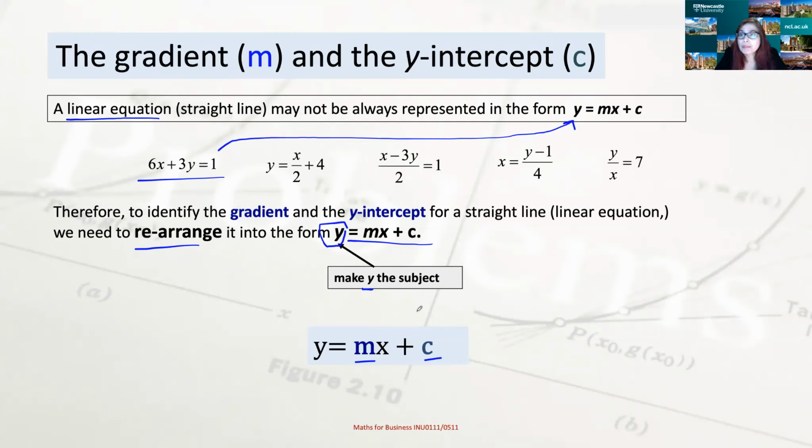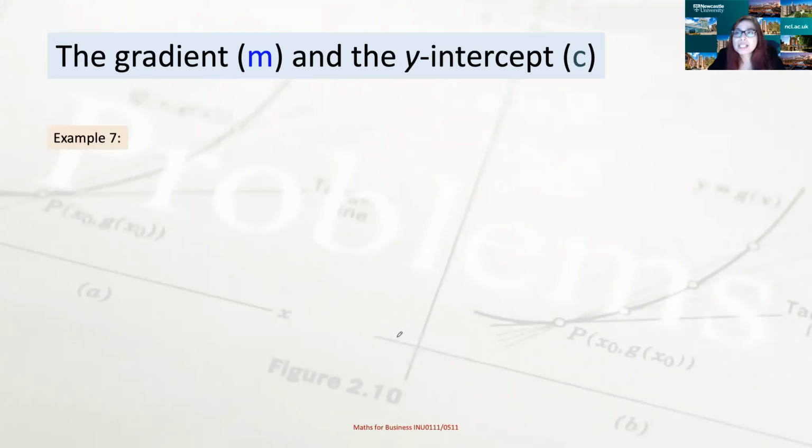You simply can compare and find the value of m and then c, the slope, the gradient, and the y-intercept, yeah? So I would advise you all to first rearrange this in the general form and then find the value of the gradient and the y-intercept. So let's do one example, yeah?